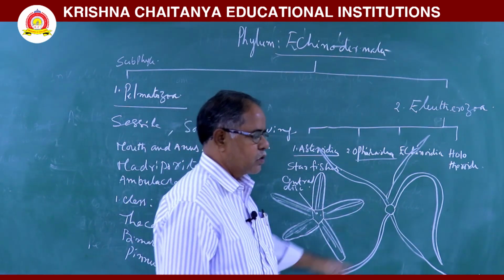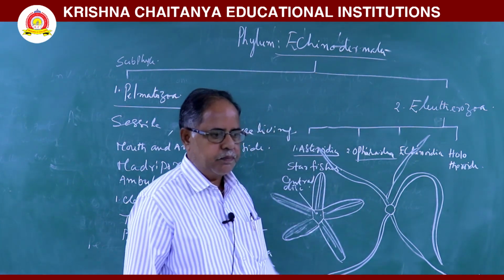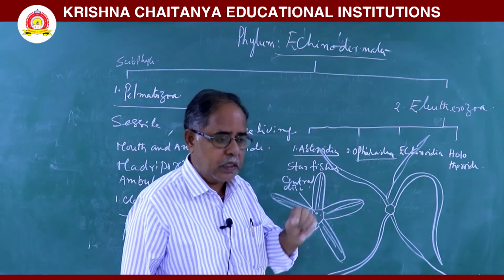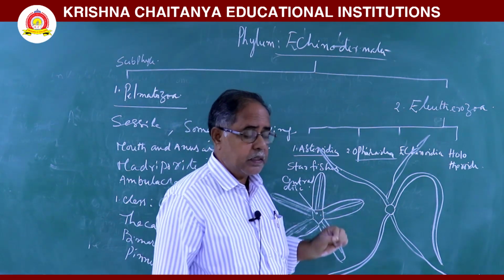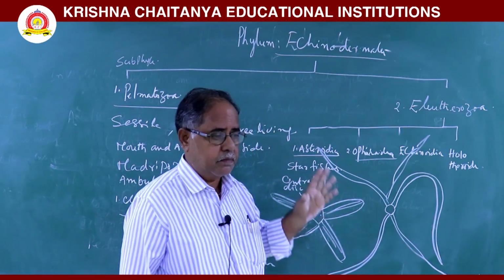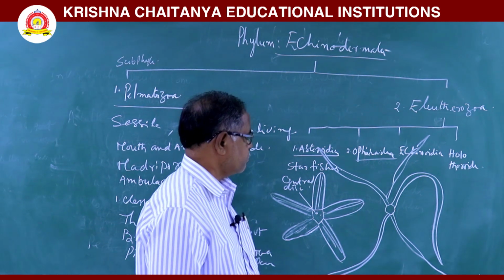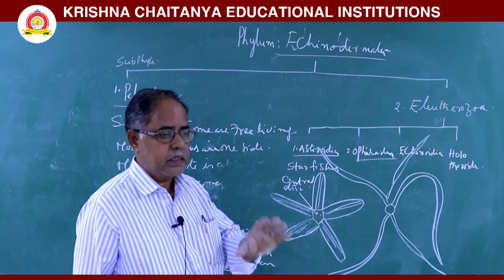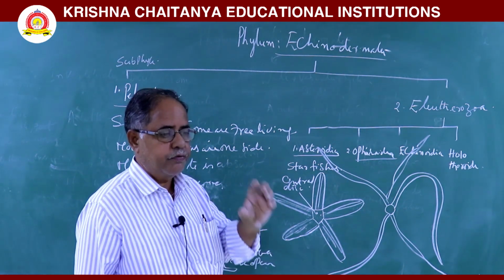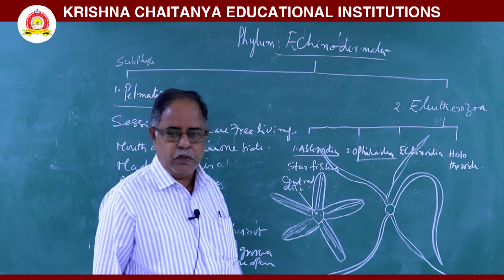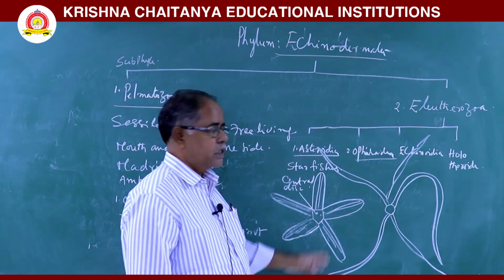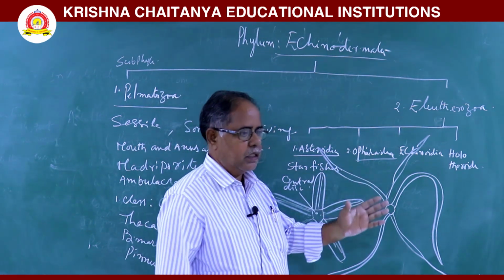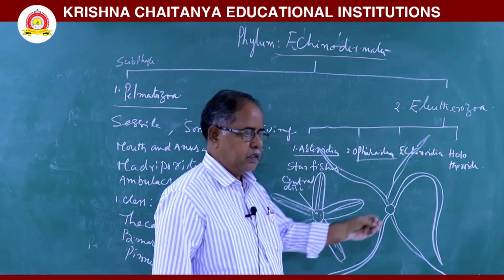Here the ambulacral grooves are closed. Pedicellariae are absent. Madreporite is present on the oral side. Anus is absent. During developmental stages, one larva is seen, called the Ophiopluteus larva. This is about Ophiuroidea. The animals under class Ophiuroidea are generally called brittle stars, serpent stars, like that.